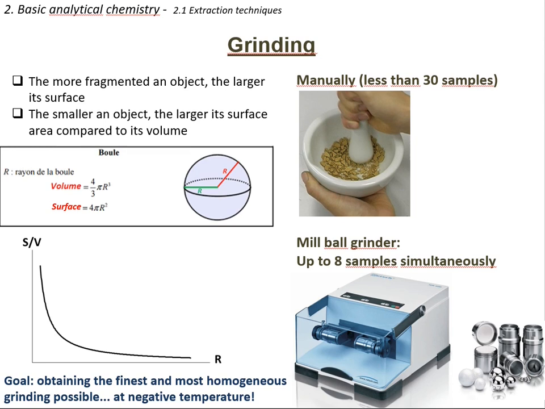Grinding can be done manually if you don't have too many samples, or by a Mill grinder up to 8 samples simultaneously. Of course, you do that with stainless steel balls that will be shaken and grind the samples.